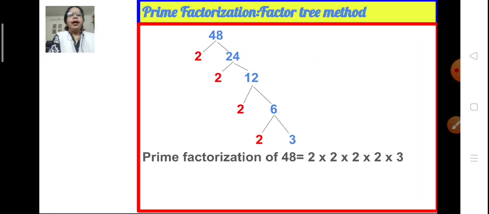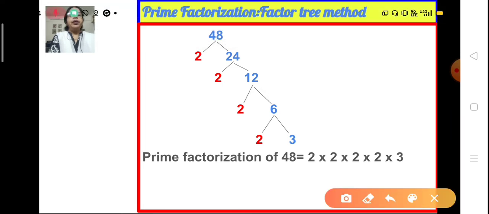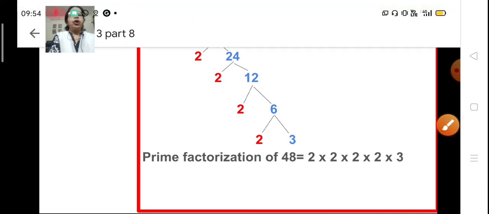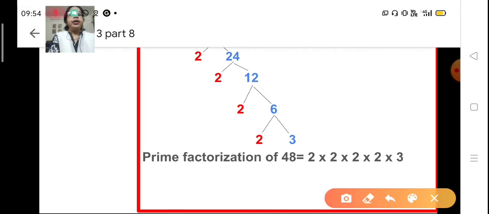So here we have prime factorization as factor tree. How do we do it? We have an example here. We have a number 48. So in the first step, what do we do? We split the number 48 as 2 into 24, or 2 multiplied by 24. Now 2 is a prime number.